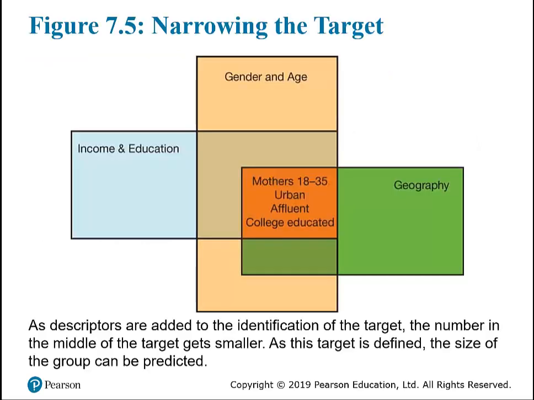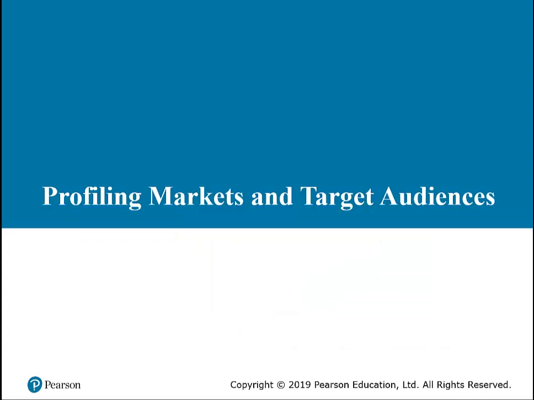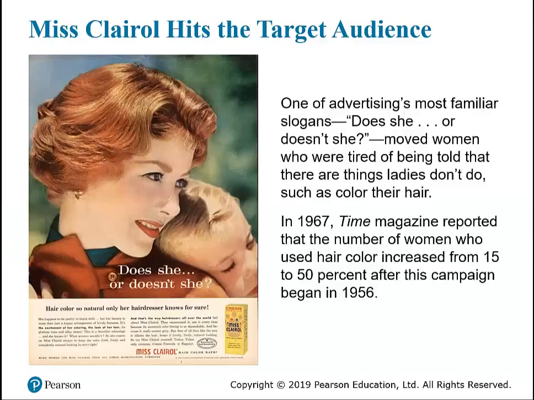Figure 7.5, narrowing the target. As descriptors are added to the identification of the target, the number in the middle of the target gets smaller. As this target is defined, the size of the group can be predicted. Profiling markets and target audiences. This Miss Clairol campaign appears as number 9 on Advertising Age's list of the top 100 campaigns in history. What lessons about market profiles and target audiences can a successful ad like this teach us, even if it's 50 years old?